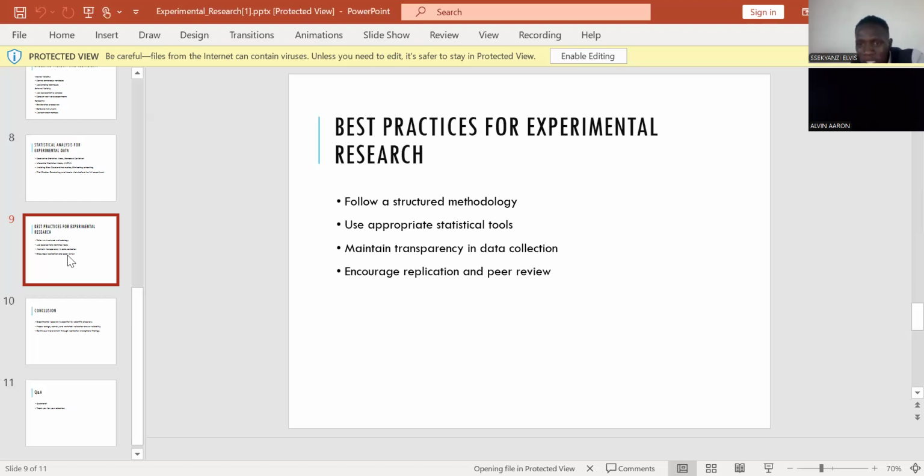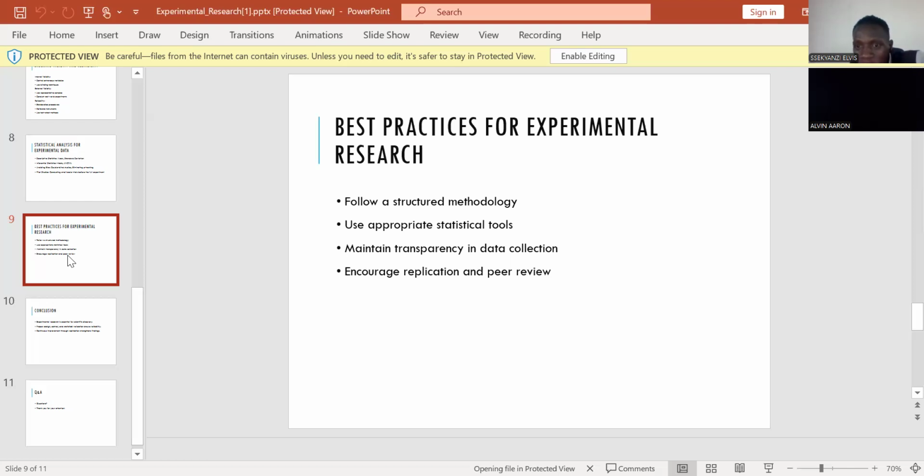The other is to maintain transparency in data collection. Basically, this underscores the importance of being open and clear about the data that was collected. And basically, this includes clearly describing the data collection procedures, documentation. Here we document any deviations from the planned protocol. We potentially make raw data available for scrutiny, depending on the ethical and practical considerations.